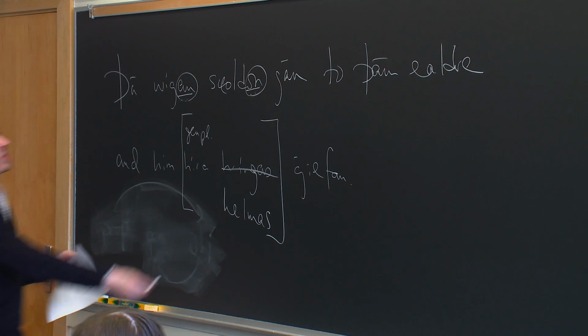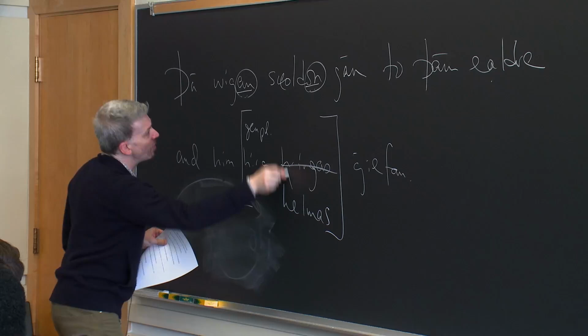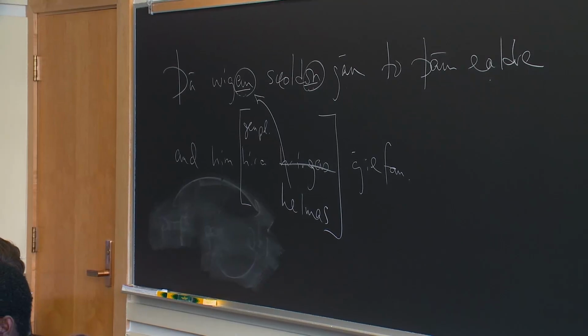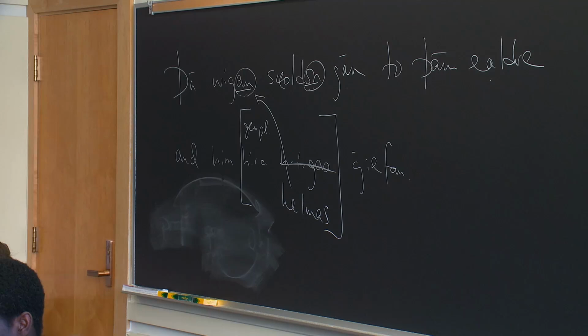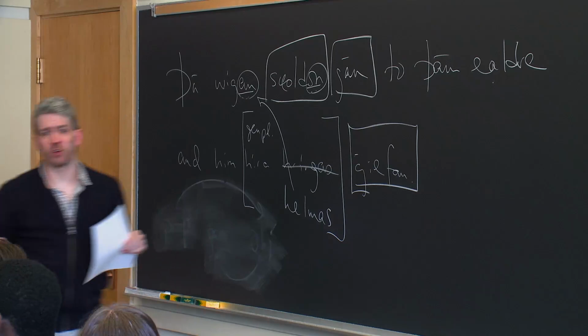This is ambiguous, but if it refers back to "ealdre," then it is also singular. So whose helmets? In all likelihood, it's got to be the wigan. Yeah, good. And then "gefon," so I guess onto him their helmets gave. Yeah, and this is a, what's happening with the verbs in this sentence? Because we actually have three verbs in the sentence.